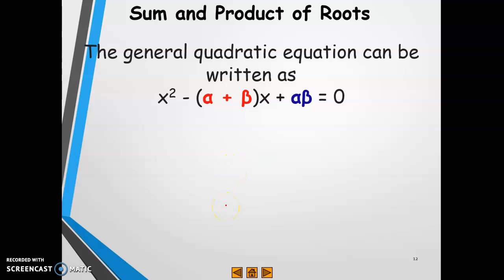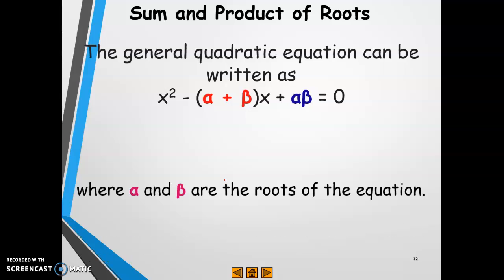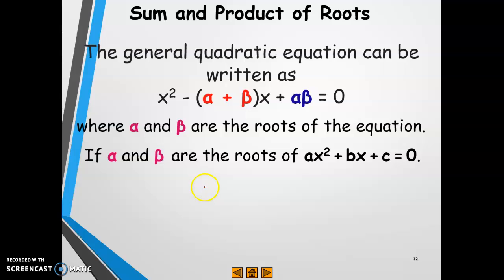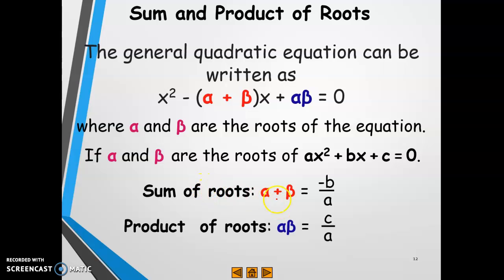form ax squared plus bx plus c equal to 0, and can also be written as x squared minus (alpha plus beta)x plus the product of alpha and beta equal to 0, where alpha and beta are the roots of the quadratic equation. So yeah, the same thing here. This is our sum and product formula.